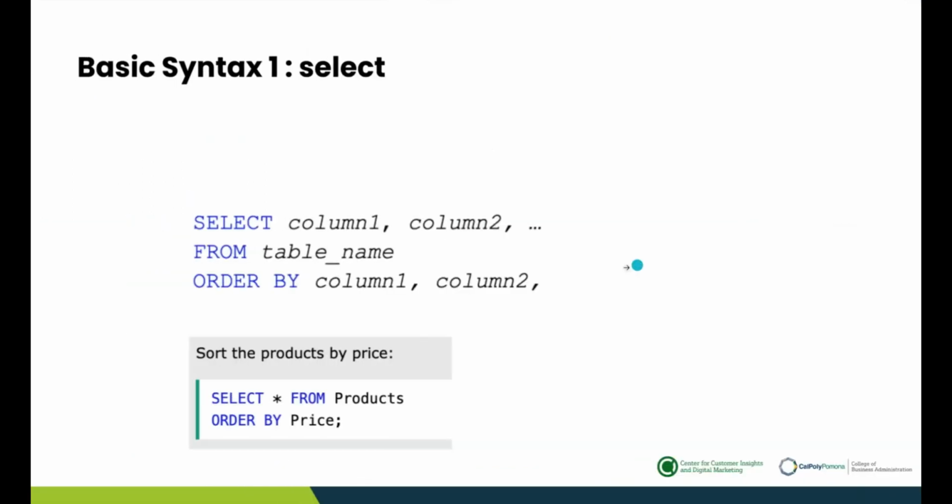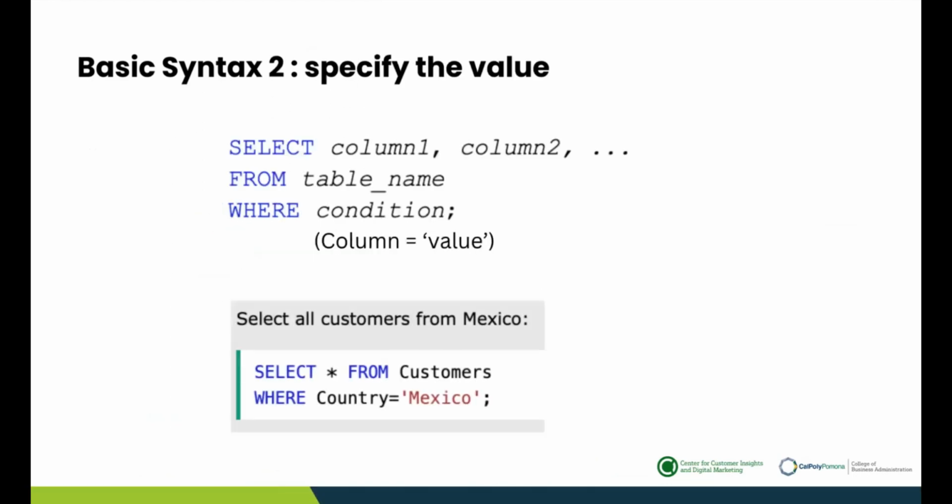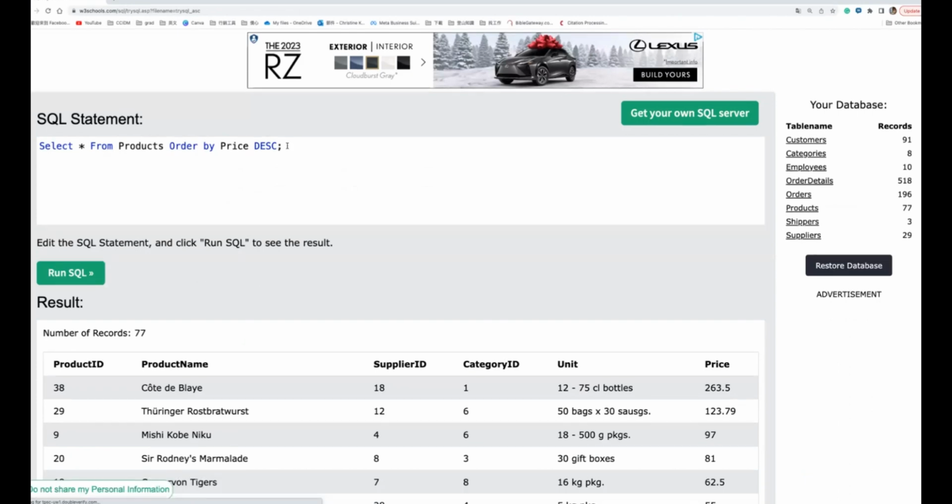Okay, let's go back to the slide. Now what if you want to filter the rows? Then we can use the WHERE clause here. We specify the condition. Okay, so let's say in the customer table, you only want to select customers who are from Mexico. Okay, so let's try in the simulation.